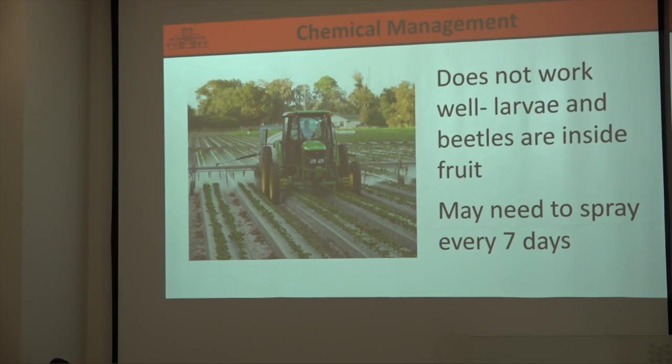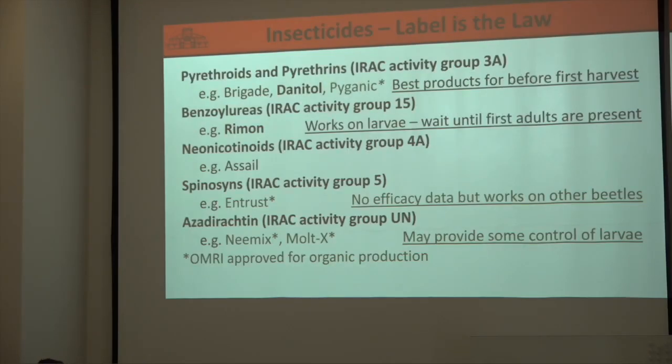Chemical management doesn't work that well for sap beetle because they're hiding underneath those fruit. The larvae and the beetles are inside the fruit. So where you do need to use chemical controls, you may need to spray every 7 days to get control. And typically we recommend Danitol. It's one of the best products for controlling them. And it's the one where, if you want to spray right before your first harvest, it's a good one to start with.